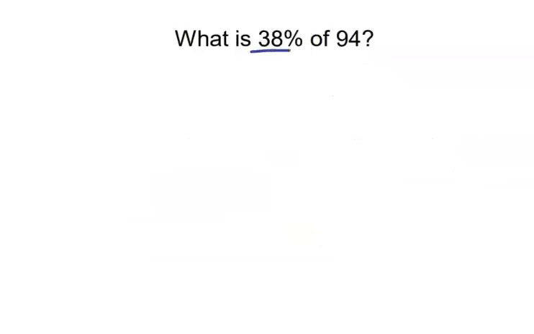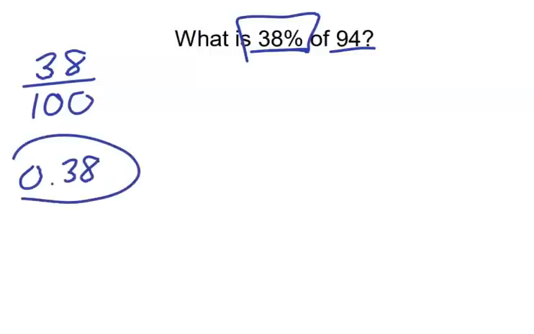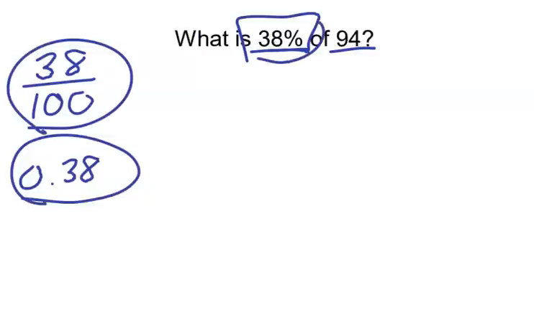What is 38% of 94? Remember, guys, 38% is 38 over 100. And then if you do 38 divided by 100, it's 0.38. So remember, this and this and this is the exact same amount. So if it benefits us to keep it a percent, we'll do it. If it benefits us to make it into a fraction, we'll do that. If it benefits us to change it into a decimal, we'll do that.